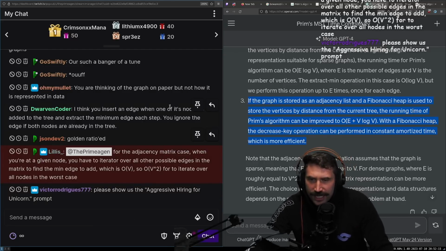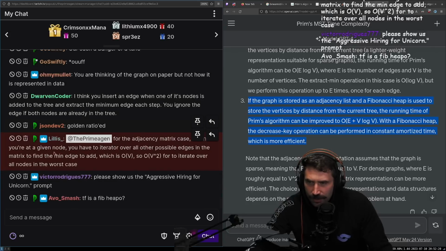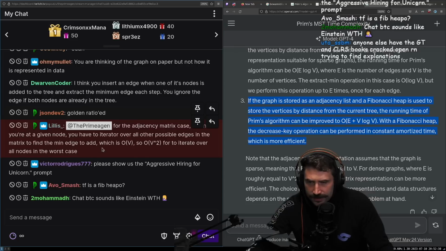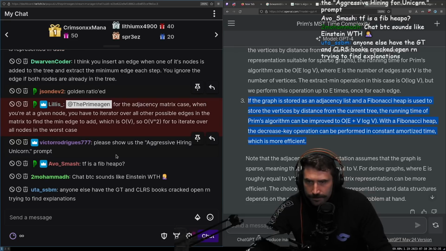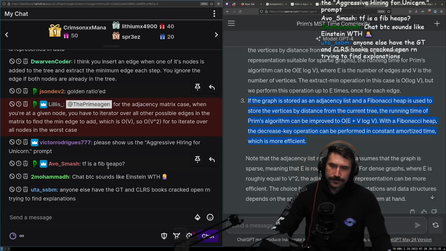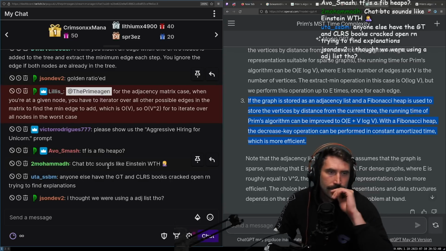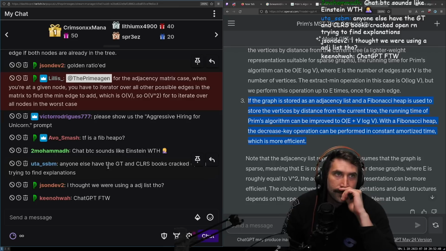For the case of an adjacency matrix, when you're at a given node, you have to iterate over all possible edges in the matrix to find the minimum edge, which is O of V. So O of V squared is to iterate over all nodes in the worst case. Correct. Okay, I can see that.